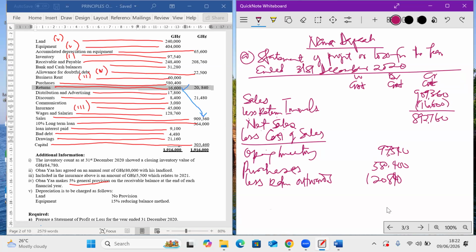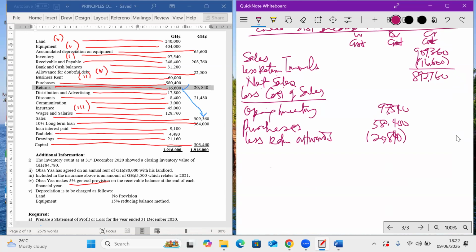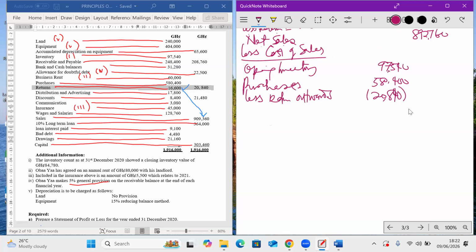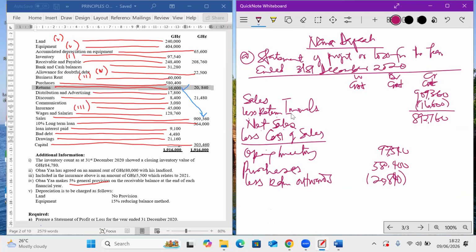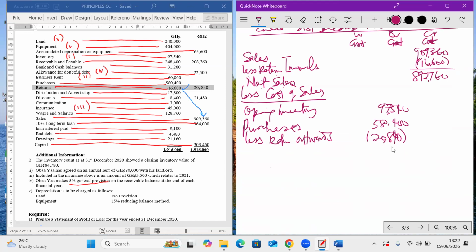I want to use a simple way you can remember. I don't want to make it so complex. When I subtract return outwards from purchases, what will be the name of the figure? When I subtracted the return inwards from sales, what was the name of the figure? Net sales. When I take out the return outwards from purchases, what will be the name of the figure? Net purchases. Do you get it? Yes. But because of the time, I will not break it down, otherwise it will be too many for some of you. So let's continue. Is there anything else which will affect purchases?